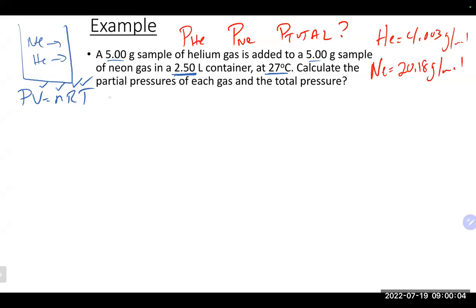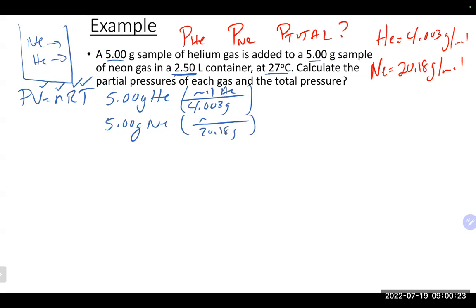So that's where we want to start, is to convert our grams into moles. So 5 grams of helium, using our molar mass here of helium, 4.003 grams per mole. And we'll do the same thing here for neon as well.